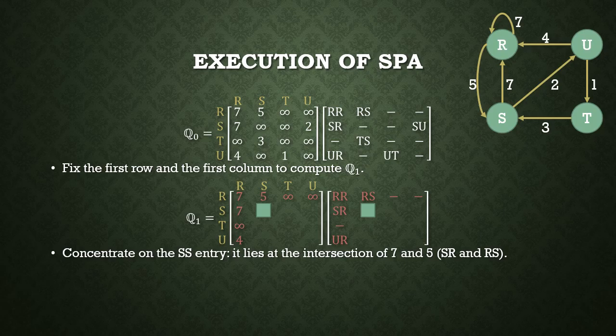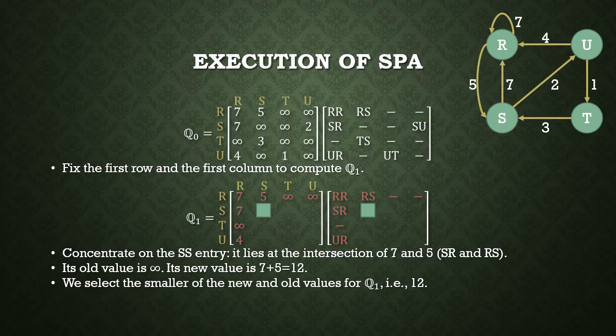7 is SR and 5 is RS. Its old value is infinity. Its new value is 7 plus 5, which is 12. We select the smaller of the new and old values for Q1. So this means that we select 12.